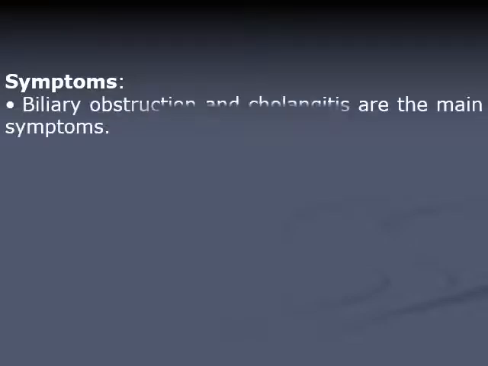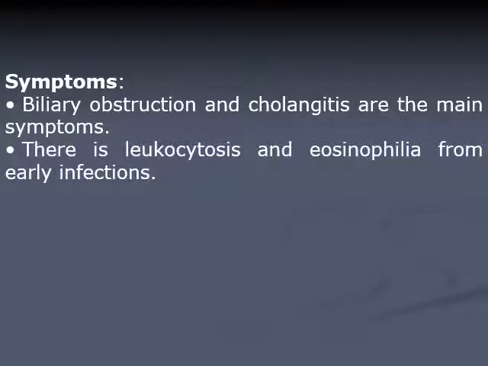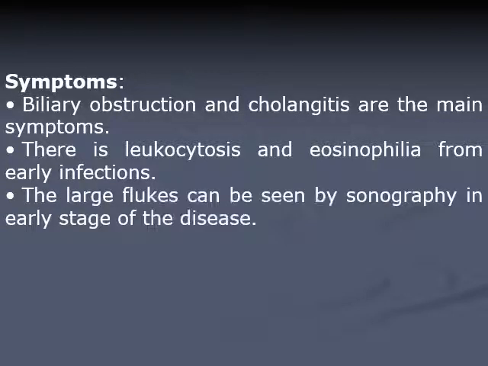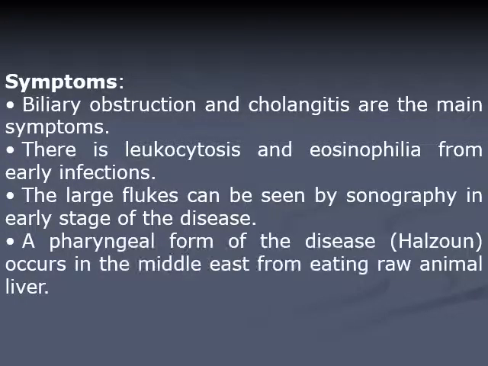Concerning symptoms, biliary obstruction and cholangitis are the main symptoms. There is leukocytosis and eosinophilia from early infection. The large flukes can be seen by sonography in early stages of the disease. Also, a pharyngeal form of the disease can occur, which is called halzoon. This occurs in the Middle East from eating raw animal liver.